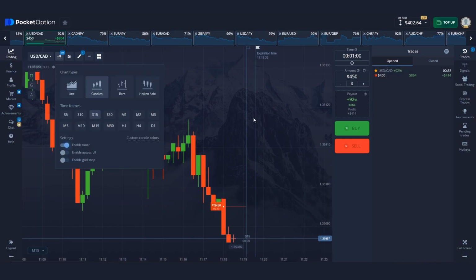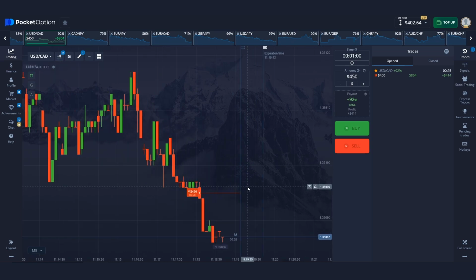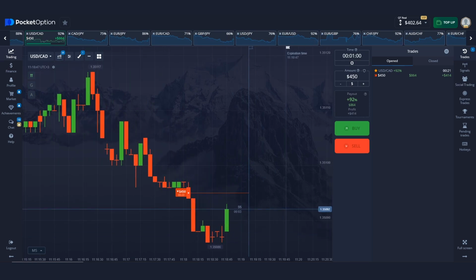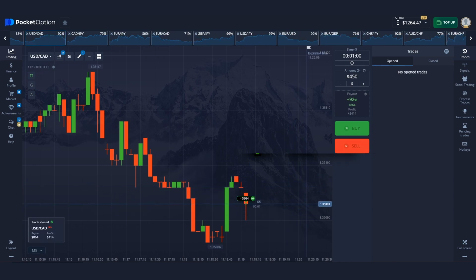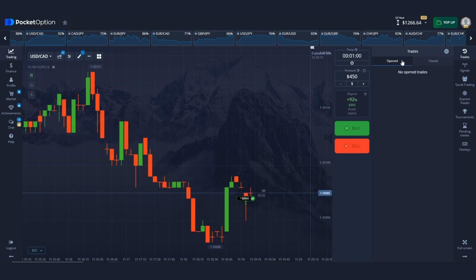And yes, now about the secret of Japanese candlesticks, you need to pick 5-second candles, and in the next trade I will show you how to open the trade correctly. I'm making $414 more, and now I'm not going to risk my $400 initial dollars. I'm going to risk the whole amount that I have left on top, that's $860.